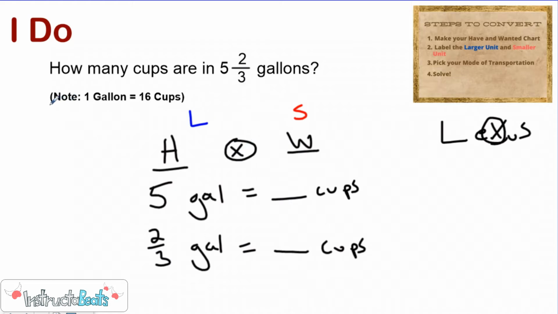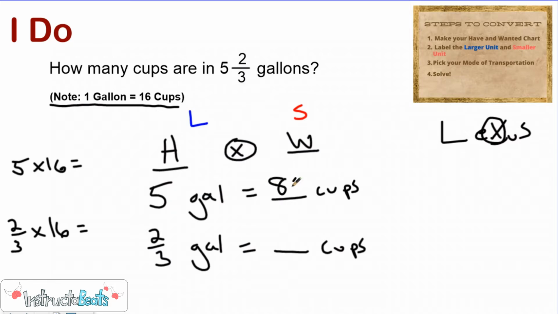Now, I went ahead and gave you this note right here, okay? In some places, you actually have to memorize this information by yourself. Some places give it to you, but just for the sake of this, we're really focused on our have and wanted chart and picking our transportation. So I just gave you that information you're going to need. So 1 gallon equals 16 cups. That means I need to do 5 times 16. Then I need to do 2/3 of 16. And again, I'm multiplying because I'm taking my Lexus. I'm going from larger to smaller. So if you did 5 groups of 16, that would make 80 cups right there.